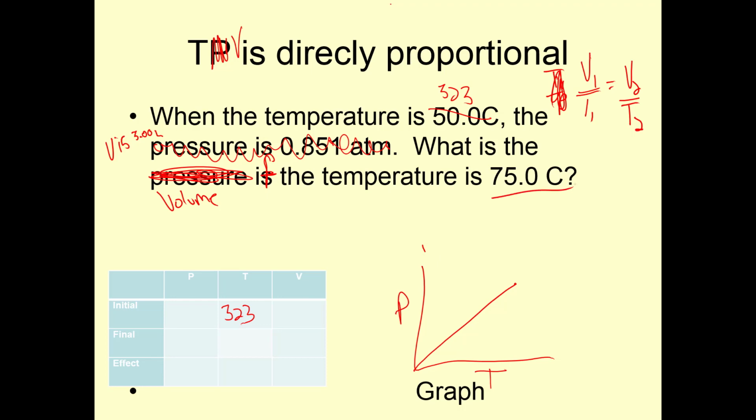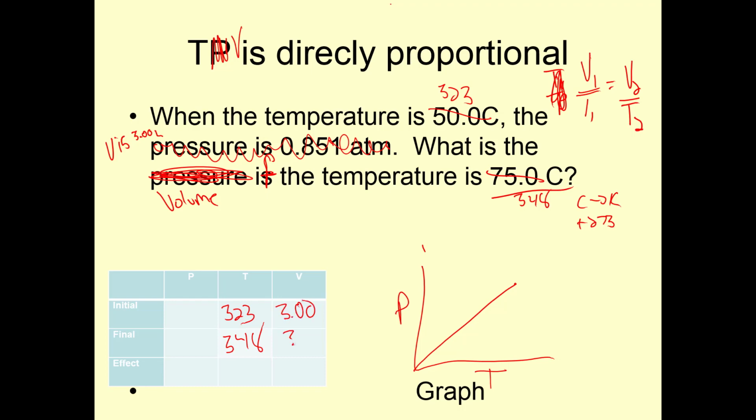And my final temperature is going to be 75, plus 273, which is 348. I had to change it to Kelvin. Remember to change my temperature, Celsius to Kelvin, plus 273. Okay. My pressure, no pressures. I'm looking for volume. So my original volume is 3.00.